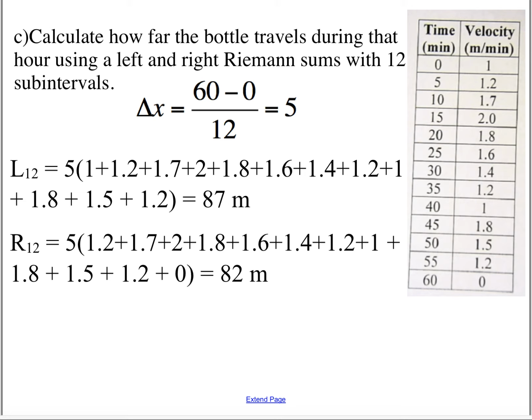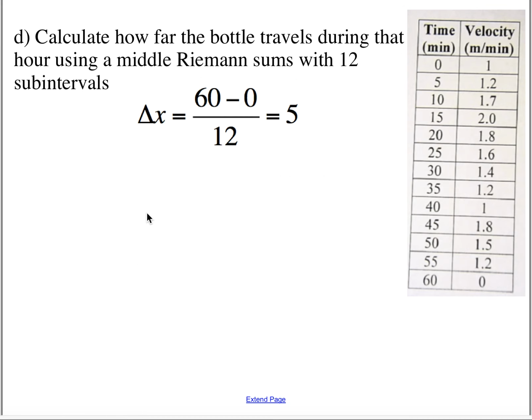For C, it said to calculate how far the bottle traveled using a left and a right with 12 subintervals. So I needed to change my delta x to 60 minus 0 over 12, and I get a width of 5. Going for 12 subintervals, since my width is 5, my first rectangle is from 0 to 5, and using a left I would use 1. From 5 to 10, my y value would be 1.2, etc. And if it was a right, my width is still 5, but now you use the values on the right side. So from 0 to 5, I'd use 1.2, from 5 to 10, 1.7, all the way till you get to 0, and you get 82.